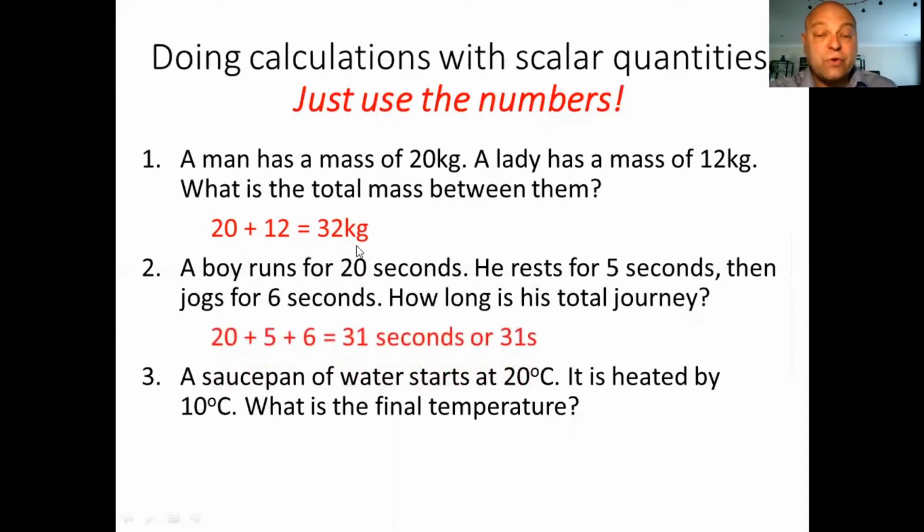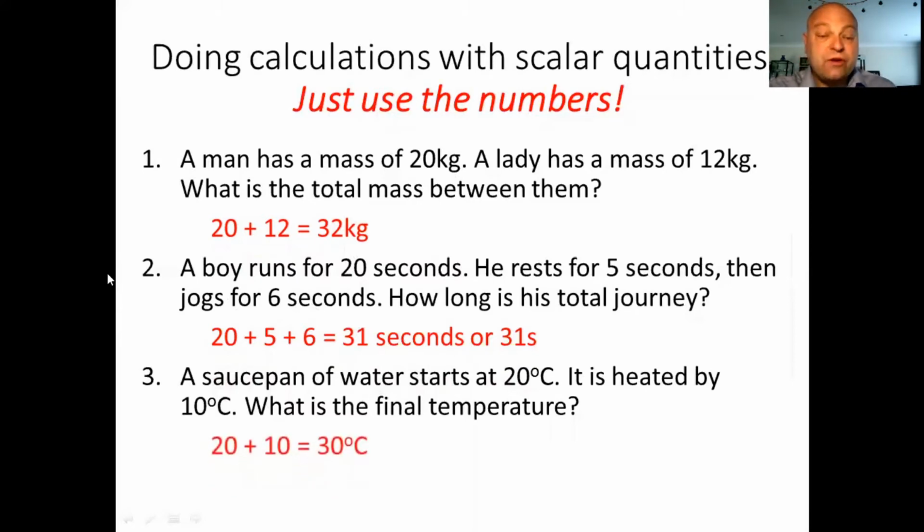Likewise, the boy runs for 20 seconds, rests for 5, and then jogs for 6. Just add the 3 numbers together. 20 plus 5 plus 6 makes 31. You could have 31 seconds, or you could do 31s. Either would be totally correct. If you don't have one of those units in, then it is wrong.